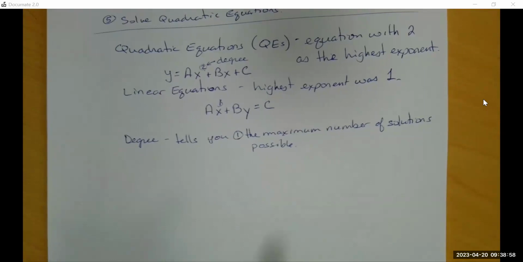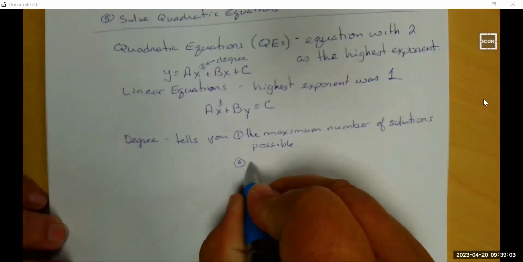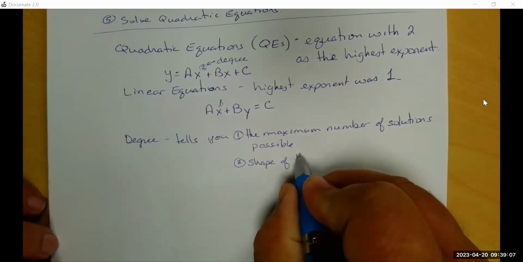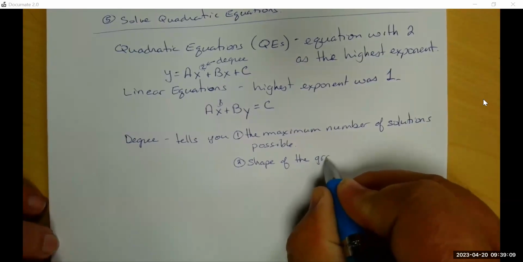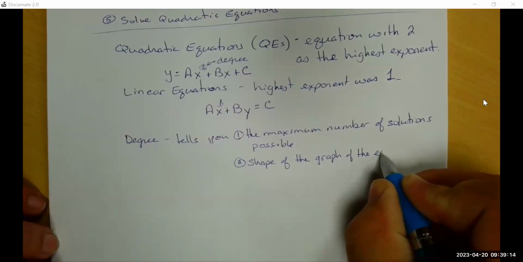So the degree tells us how many solutions we can have. It also tells us the shape of the graph of the equation.